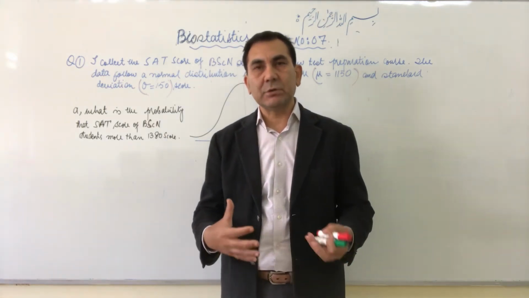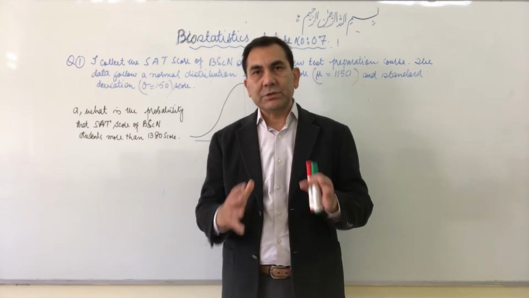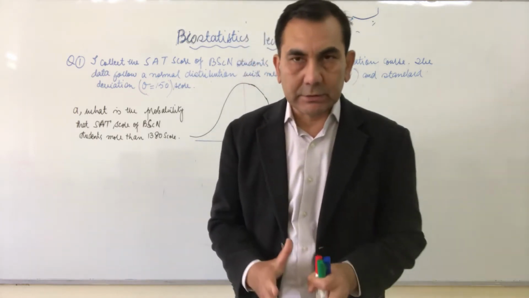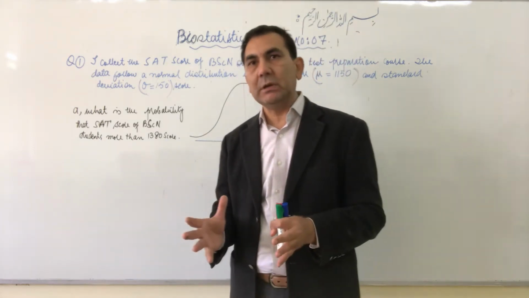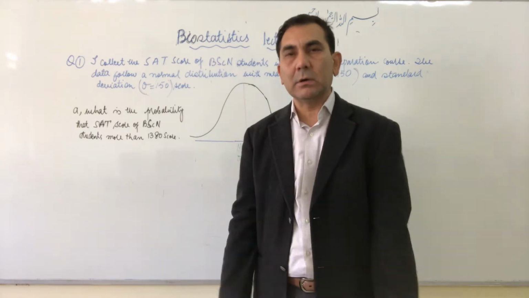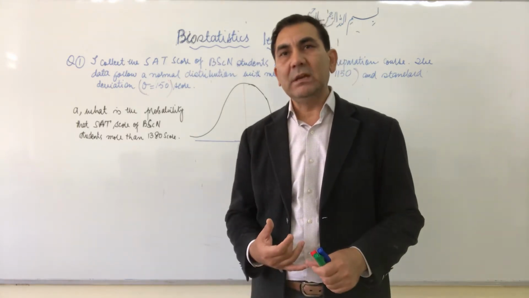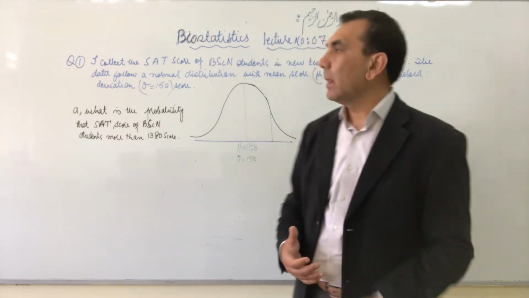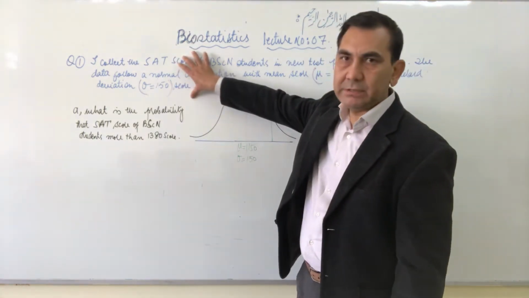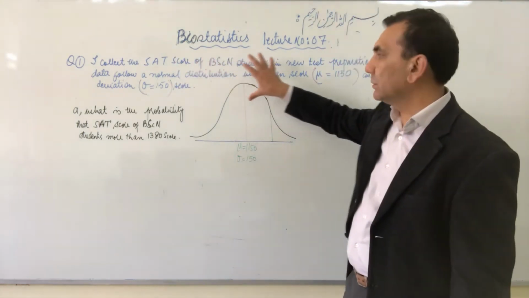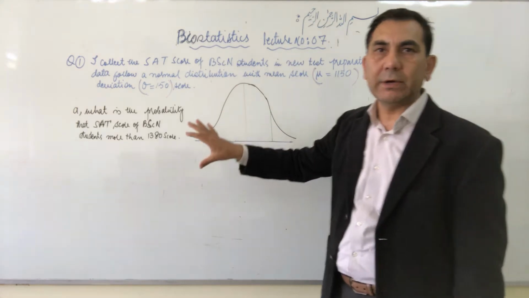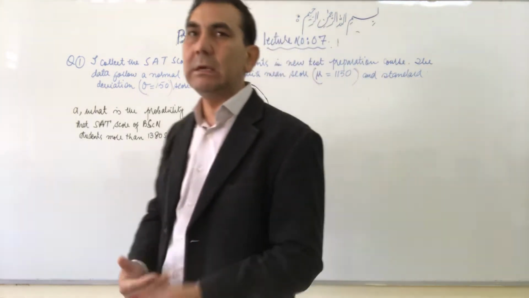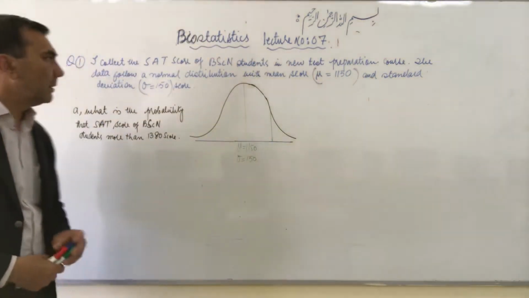Today is lecture number 7. In today's lecture we will learn how to measure the probability area under the normal curve by using the mean and standard deviation. The question, the numerical, is here. Today we will solve it using the mean and standard deviation.